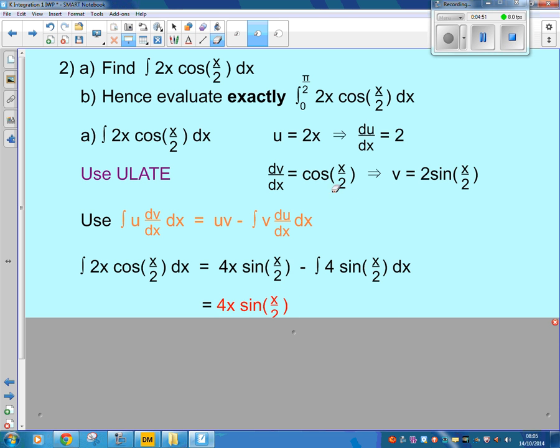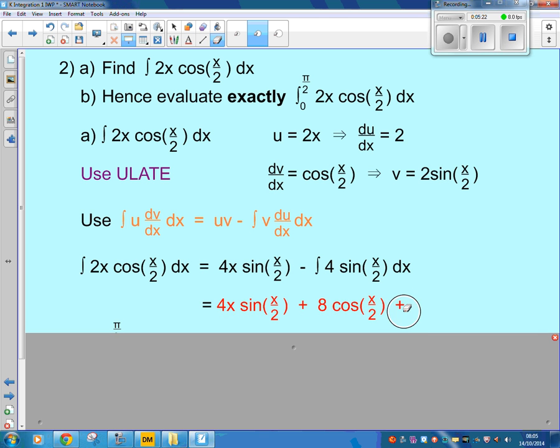And just the same as here, when we integrated our cos of x over 2, you got 2 lots of the sine. When you integrate the sine, you're going to get two lots of your cos, except that sine integrates to minus cos, because cos differentiates to minus sine. So for this bit, you're going to have minus 2 cos multiplied by a minus 4. So minus times a minus is a plus, plus 8 cos x over 2 plus c.